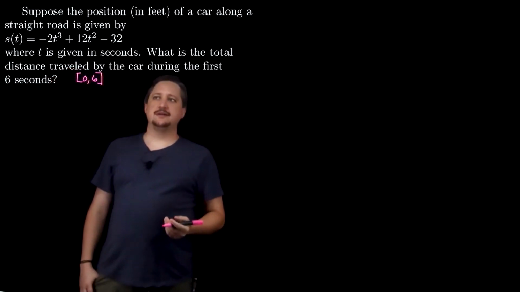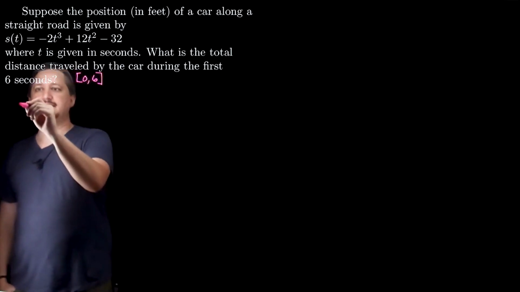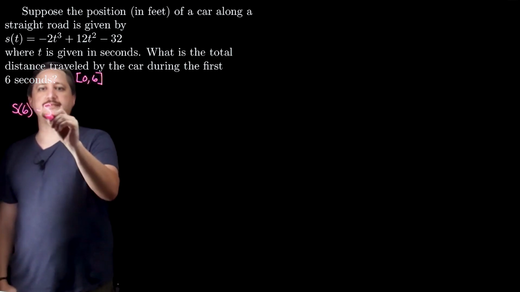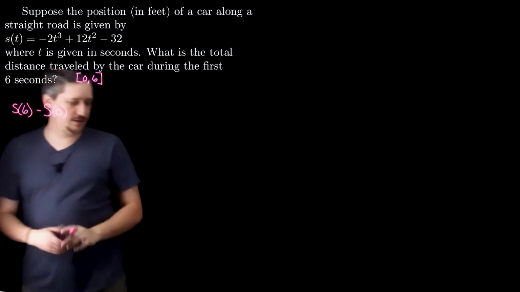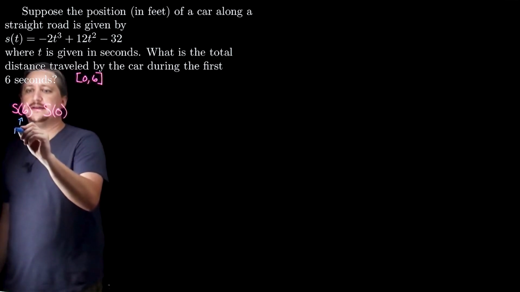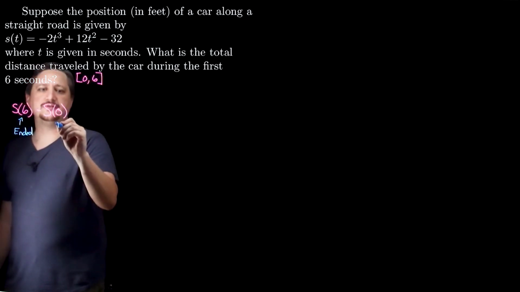So it seems like then I should be looking at where I ended, s of 6, minus where I started, s of 0, right? And so to be clear, I'm looking at where I ended versus where I started.